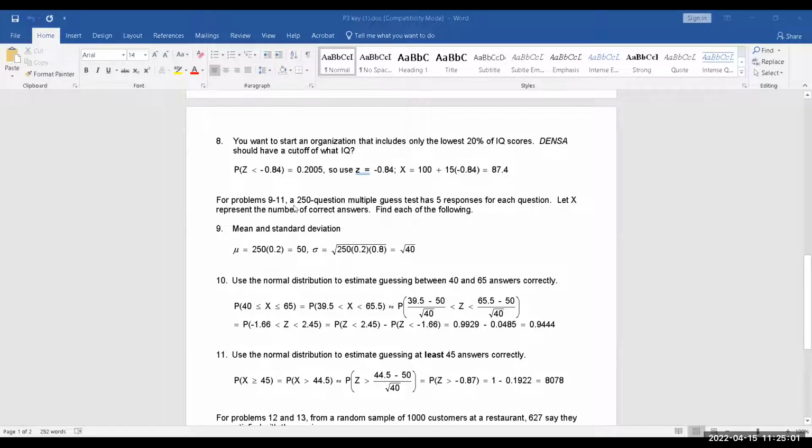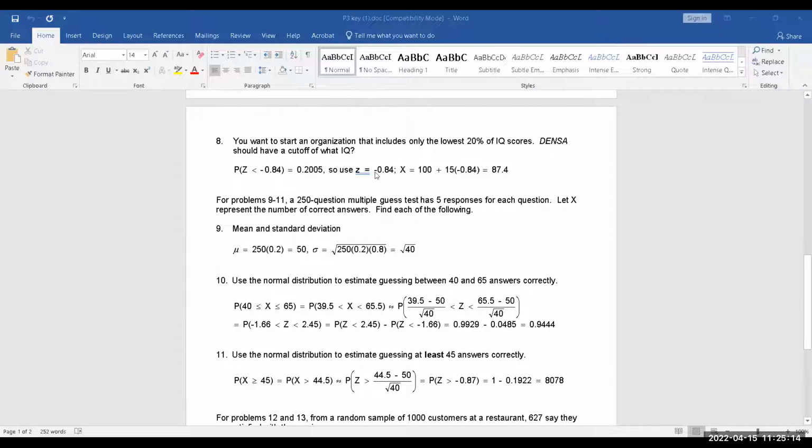So the Z score of -0.84. Look at my calculation here. The probability of being smaller than -0.84 is 0.2005. That's what we're saying, so we know that's the best number to use.